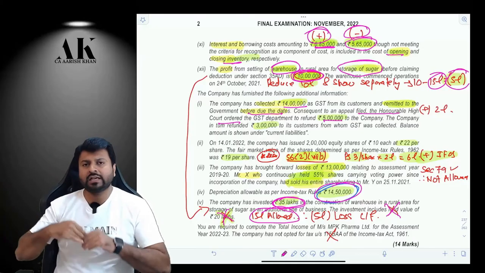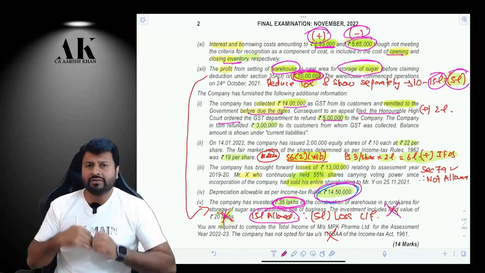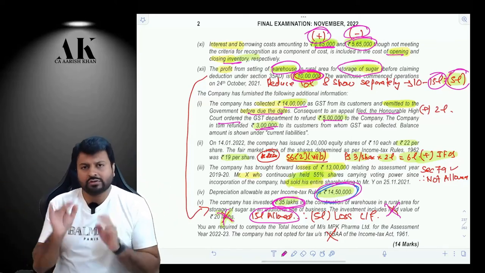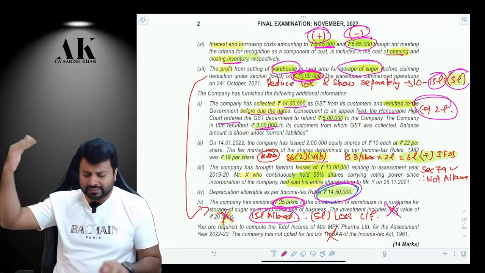So you got 5 lakhs. Now when you got the 5 lakhs, you should give that back to the customers, because GST money belongs to the customer. So you got 5 lakhs, you gave 3 lakhs to the customers. Okay, so the 3 lakh deduction will be allowed, but 2 lakhs is still not given to the customer. So you have to add back 2 lakhs. Similar adjustment we have done earlier, don't worry.